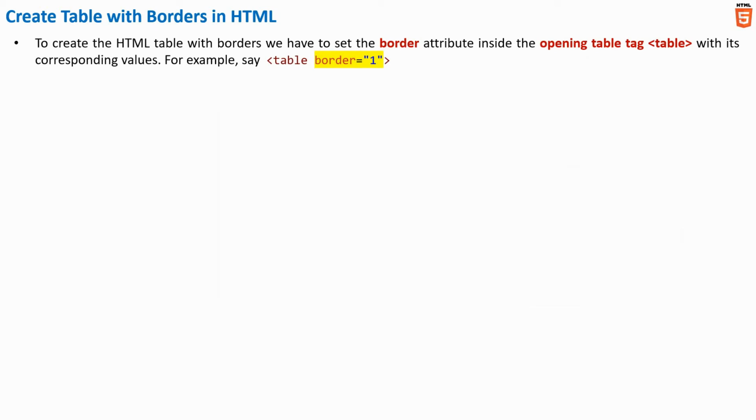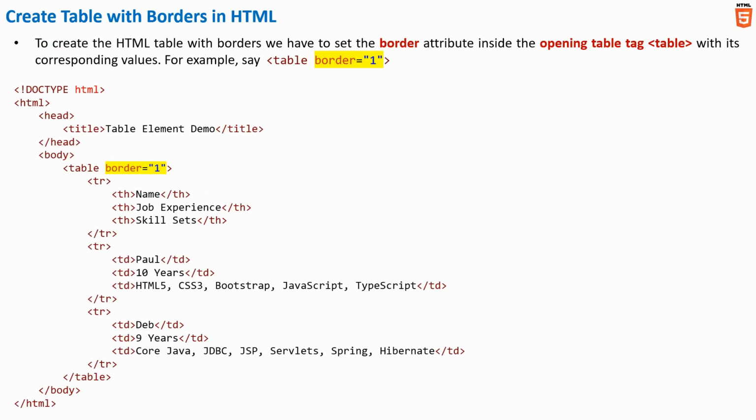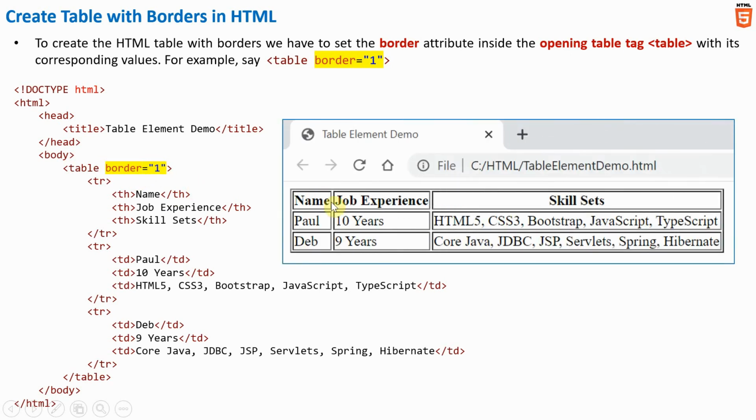Now let me quickly show you a sample code where we have used this border attribute inside the opening table tag. Now here is our sample code. Now if you can see here, this is the same sample code which we have developed in our previous lecture. Just one additional thing here. We have used the border attribute with value as 1. Thus when this code gets rendered in a browser, we can get the output as shown here. Now if you see here, this table is rendered with the borders in it.